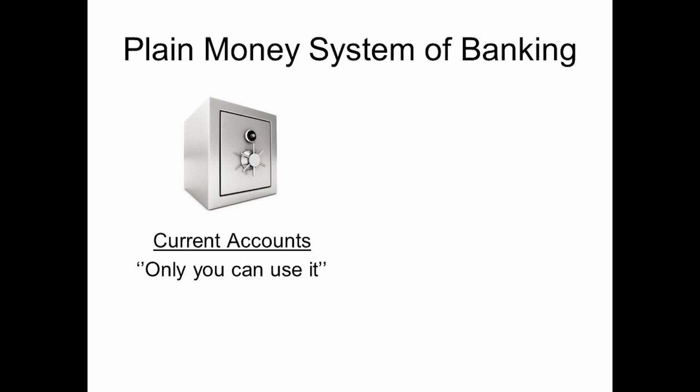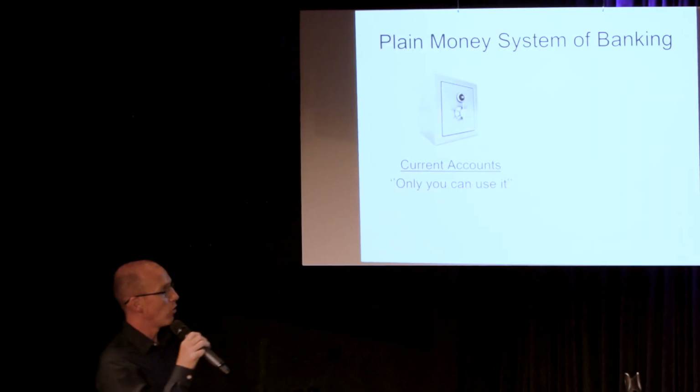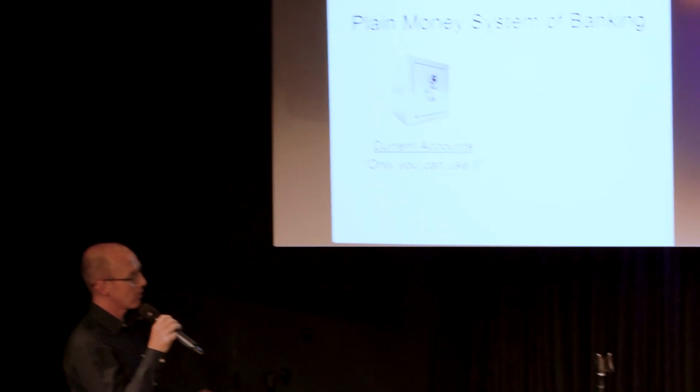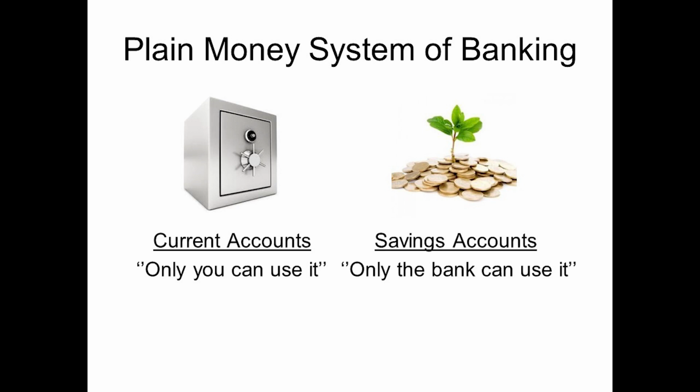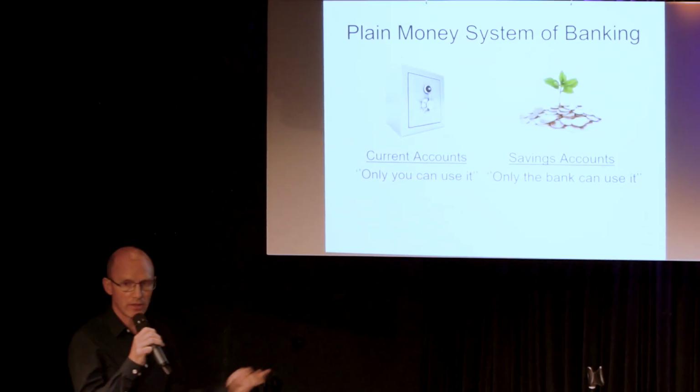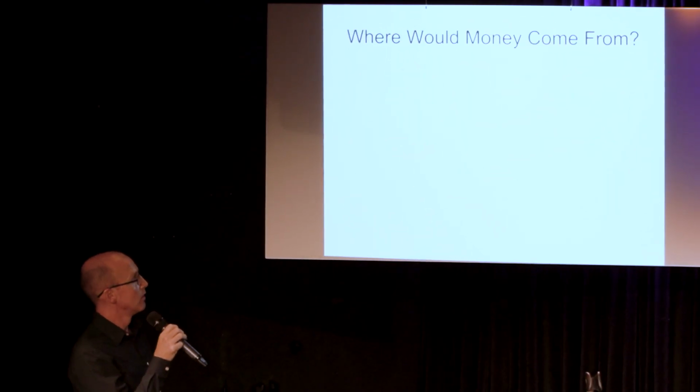So we would have current accounts or checking accounts or your everyday account. If you have one of those, only you can use it. And we would also have savings accounts. If you open up a savings account, you're basically foregoing any money in there while it's in there, and only the bank can use it.